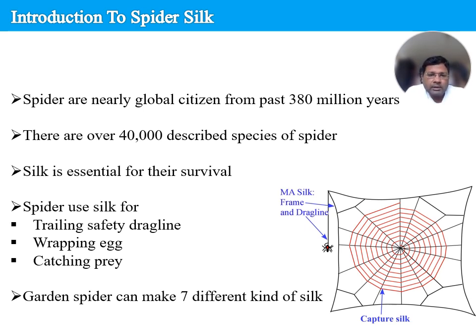If you look at this web, the frame and radii are one kind of silk called dragline silk, and this type of silk is the most widely studied by scientists. The other one, the spiral, is a capture silk that consists of two parts, a filament and sticky glue drops. It plays a very important role in capturing prey.